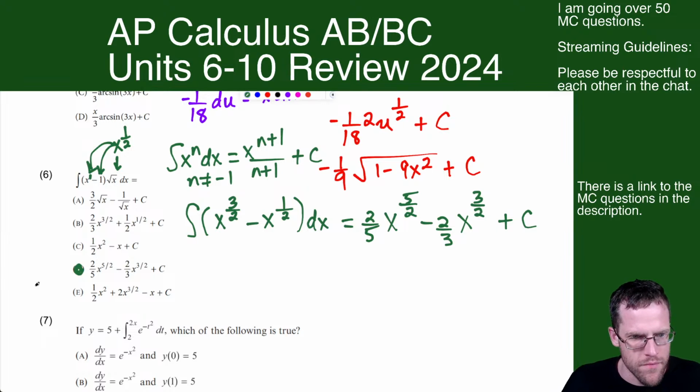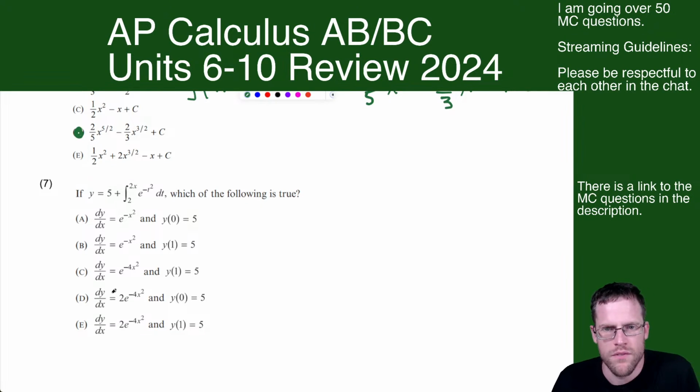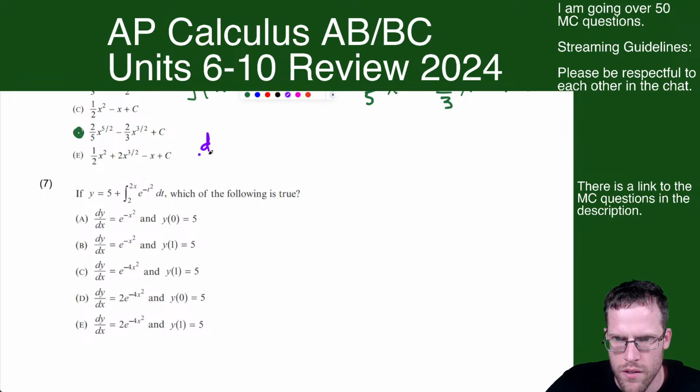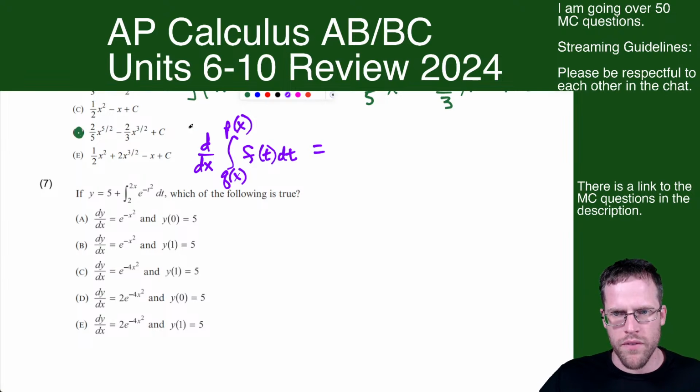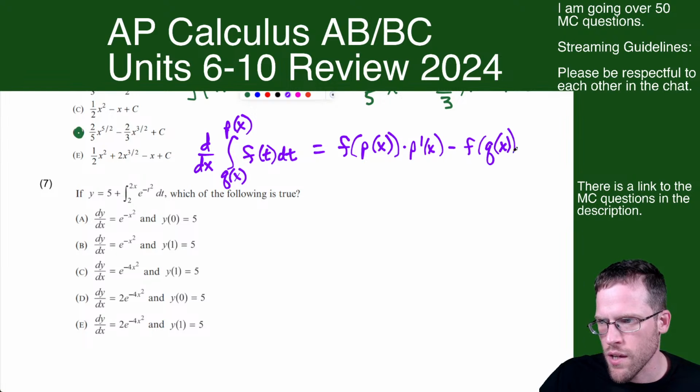So, all right, moving on. Ah, this is a good one. Number 7 is the FTC with chain rule. So if I have something like this, u of x, p of x, and it's f of t dt. Just think, when I take the derivative of an integral, they're opposites. They cancel, leaving you with the integrand, but it's the integrand at the upper limit times p prime, minus the integrand at the lower limit times q prime.